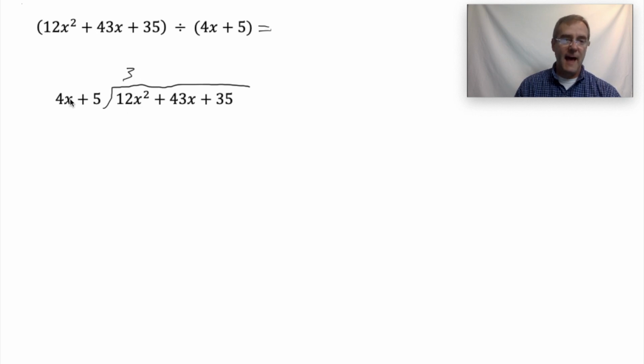And to make the x turn into x squared, we would need an x. So 4x goes into 12x squared 3x times, or 3x times 4x makes 12x squared. So 3x is going to be the first term of our quotient.